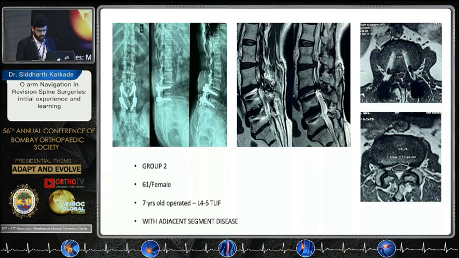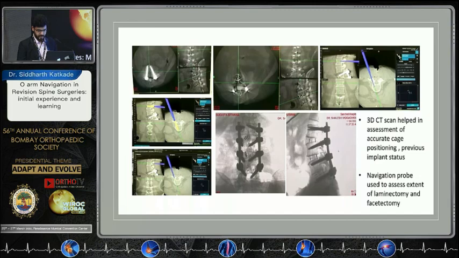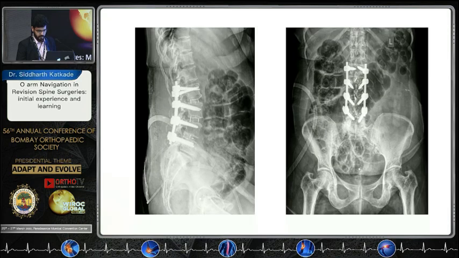Case 2 belongs to group 2. Here, a 61-year-old female with a history of L4-5 TLIF operated 7 years ago presented with adjacent segment disease. In this case, 3D CT scan helped in assessment of accurate cage positioning and the status of the previous implant. The navigation probe was used to assess the extent of laminectomy and facetectomy. This was the post-op X-ray, where L2-3 and L3-4 revision TLIF was done.